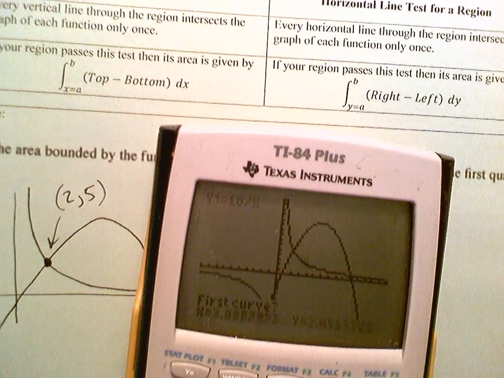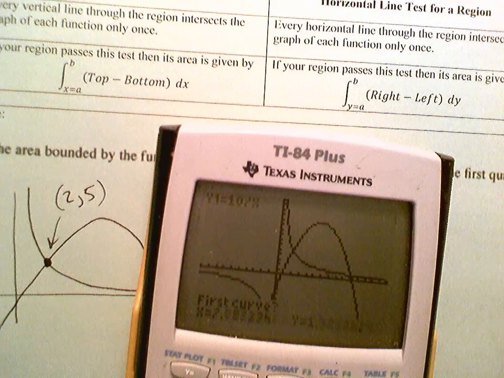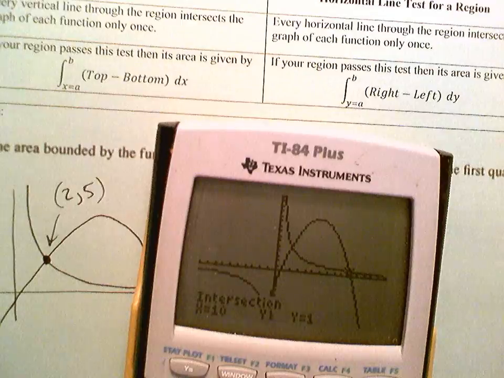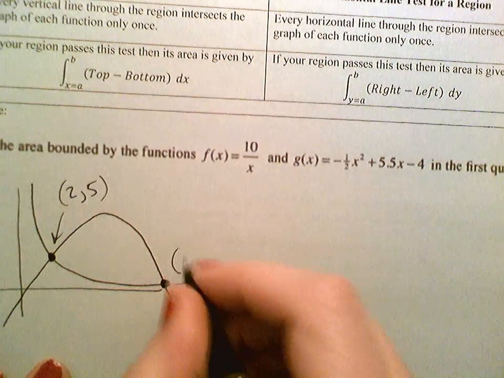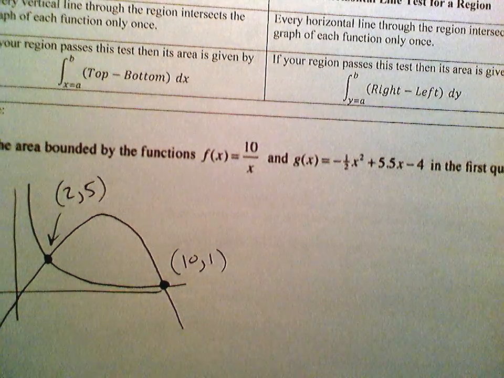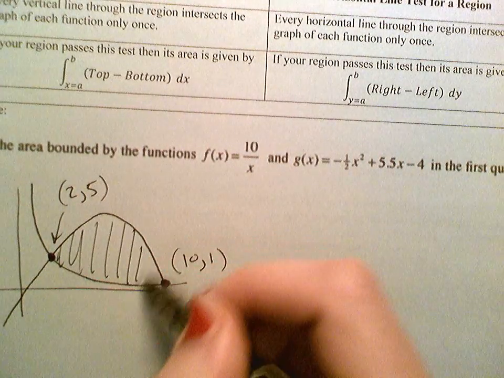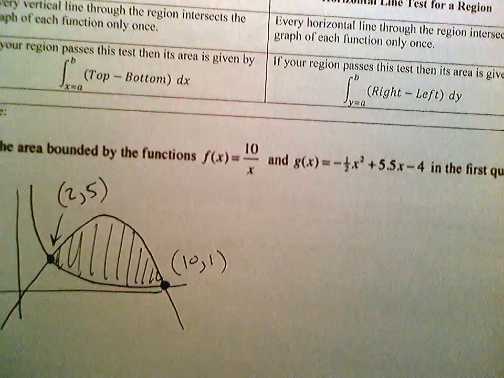Intersect. Okay, so I'm moving closer to there. First curve, second curve, guess. 10, 1. Okay, so 10, 1. Alrighty, so those are the vertices of my region, and then that's the region. I'm going to try to find the area of that.